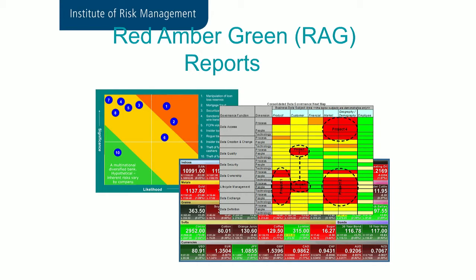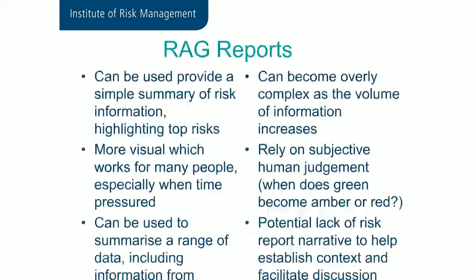You may decide to add some color around your risk and control assessments in your risk register to try and make them more digestible, so the reader can focus obviously on the areas that are red, but it's also, of course, common to create more consolidated red, amber, green reports like the examples that we have here. And as I say, one of the key benefits of RAG reports is that they can be used to provide a simple summary.